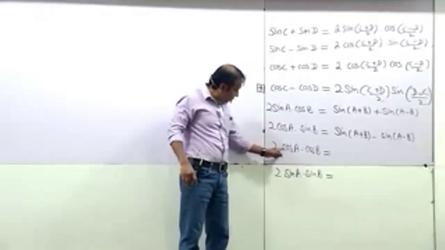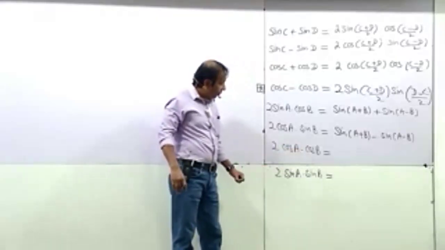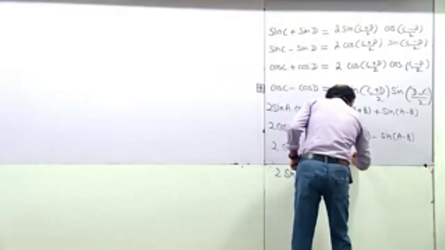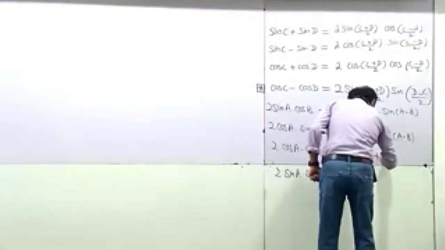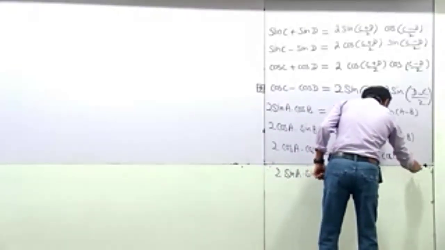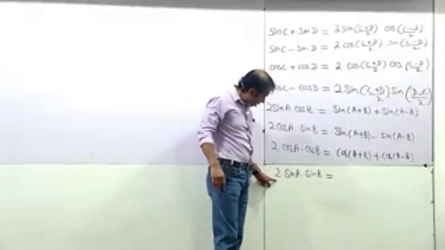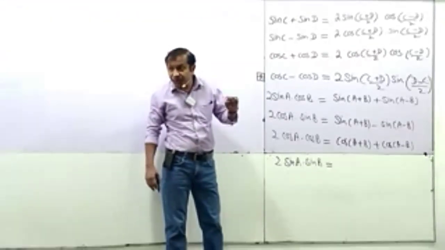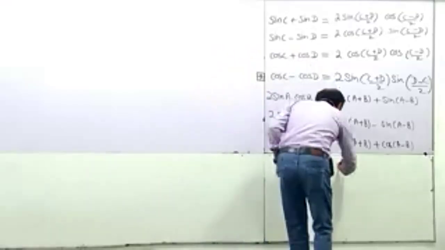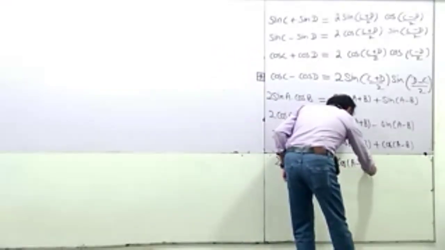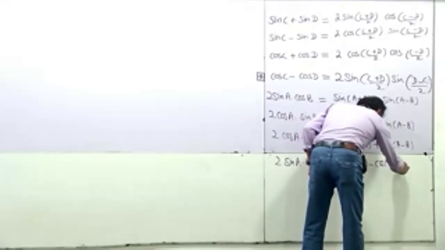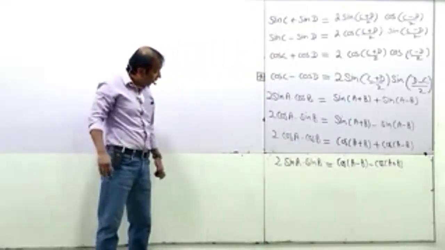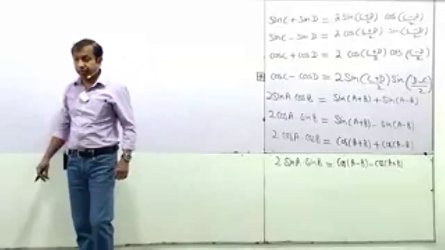What is this, 2 cos A cos B? Cos A plus B plus cos A minus B, right. Then what is this, 2 sin A sin B? Cos A minus B minus cos A plus B, right. Yes, cos A minus B minus cos A plus B. This way, this formula we need, right. This all we learned in trigonometry lesson, right.